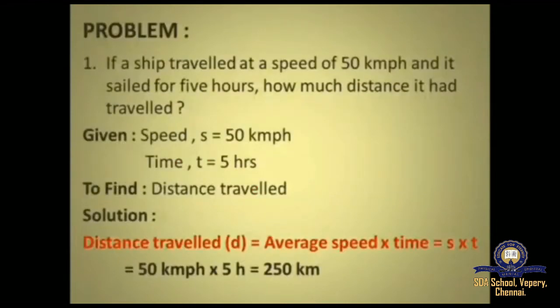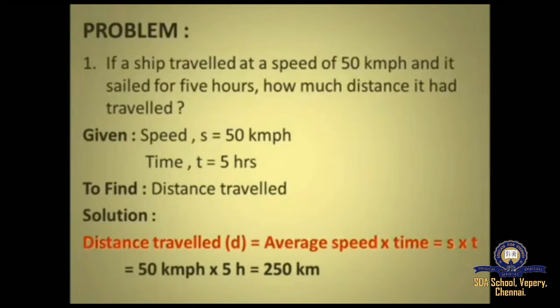Okay, now we move on to a problem. If a ship travels at a speed of 50 km per hour and it sailed for 5 hours, then how much distance it had traveled? So what is given in the question? The speed of the ship, that is 50 km per hour. And then the time taken for it to sail is 5 hours.